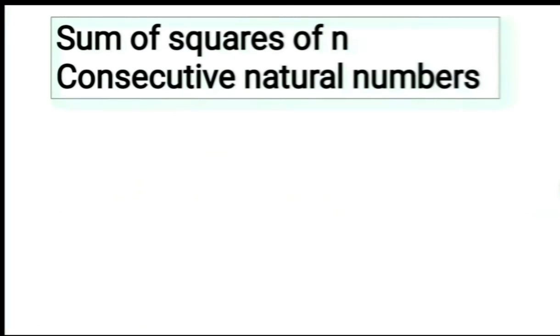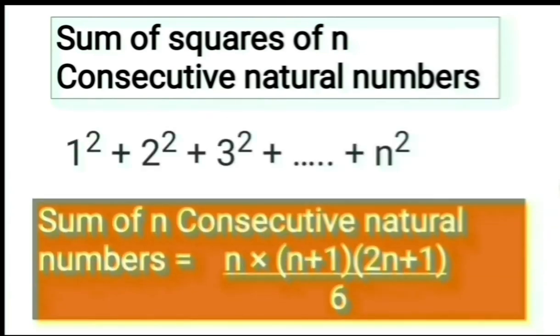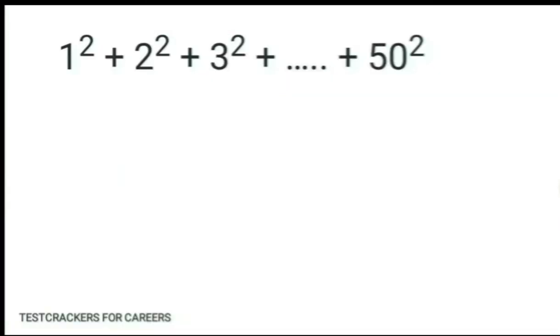Now let's find the sum of squares of n consecutive natural numbers. The sum of squares of n consecutive natural numbers is given by n into n plus 1 into 2n plus 1 divided by 6. Now let's see an example. Let's find the sum of the squares of natural numbers starting from 1 to 50.